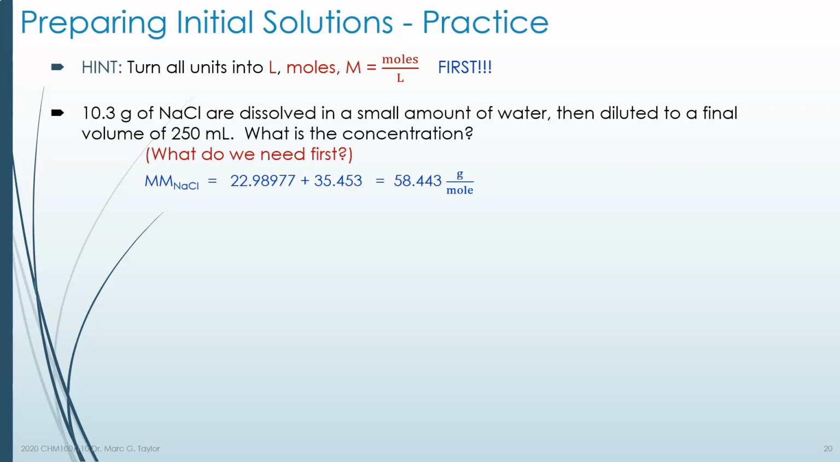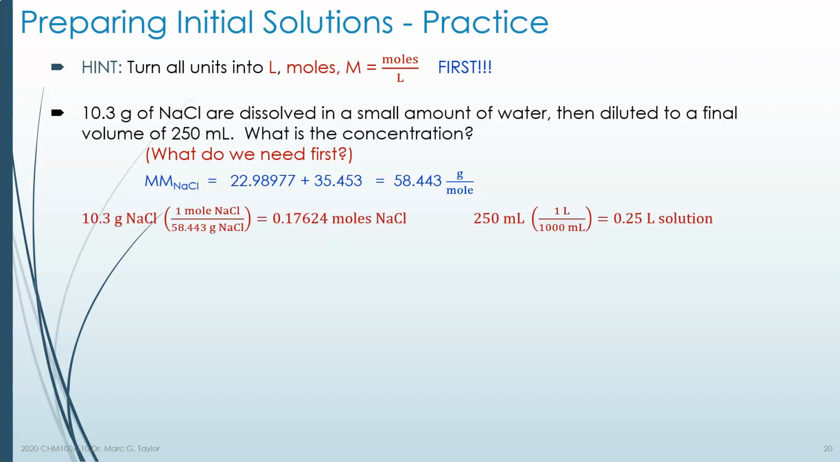So what do we need to do first? We need to calculate the molar mass of sodium chloride. The molar mass of sodium, 22.98977 grams per mole. The molar mass of chlorine, we already stated, 35.453 grams per mole, and you get a total of 58.443 grams per mole. Now you notice I did round that because we can only trust up to the thousandth of a gram per mole for our molar mass, and this is a well-known number in any case.